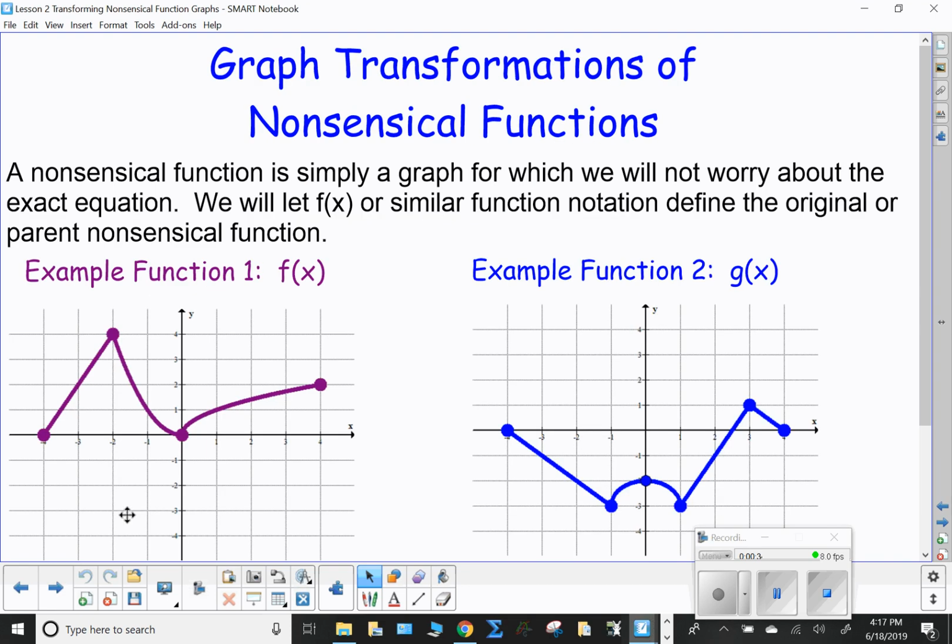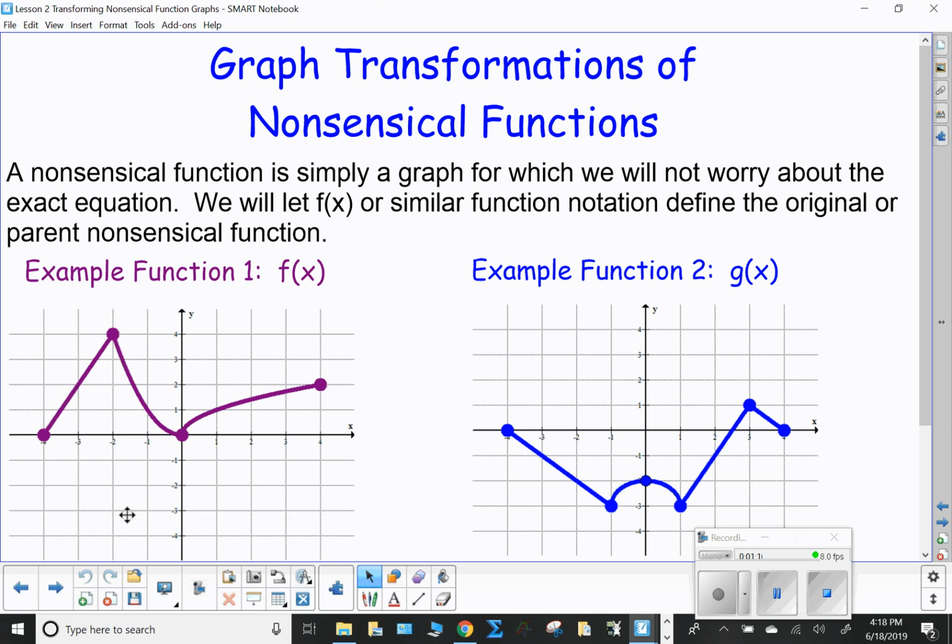Graph transformations of nonsensical or piecewise functions. For this particular part of this unit, we're not going to worry about graphing from an equation, meaning you don't need to know the x squared, the absolute value, all that kind of stuff. Simply put, a nonsensical function is a graph for which we won't worry about the exact equation. We're just going to call it f of x or g of x or h of x. Okay, and we're going to use similar notation. It's going to define the original, and then we're going to use that function notation and do stuff to it to tell you how to move it. It sounds kind of crazy, but here we go.